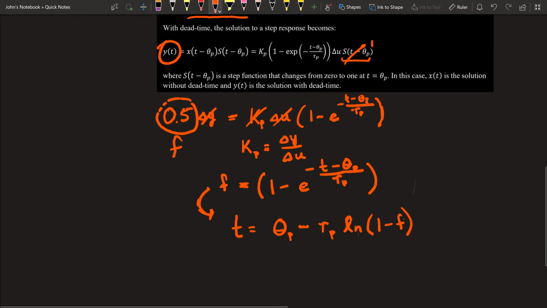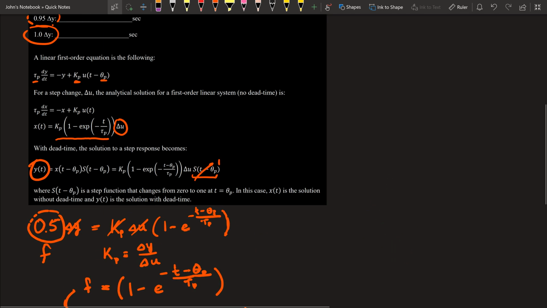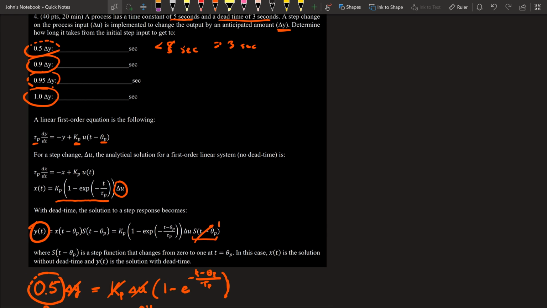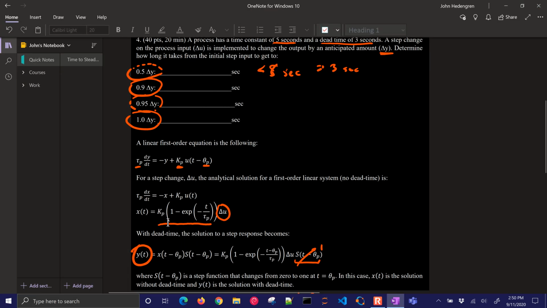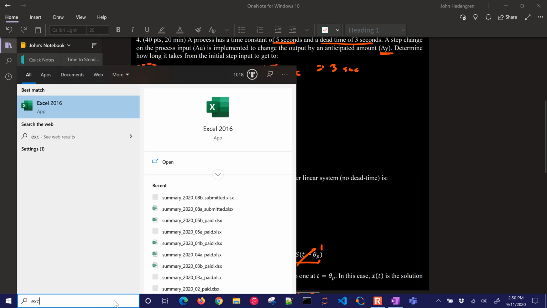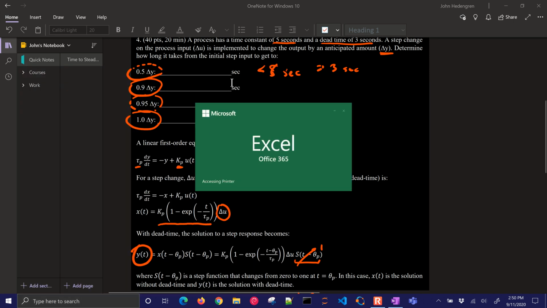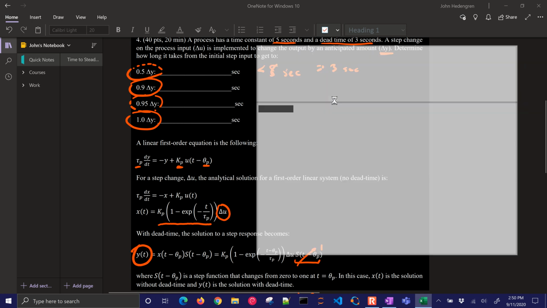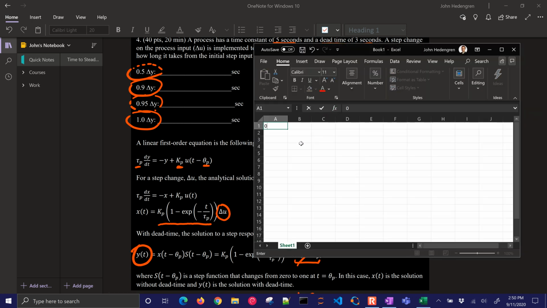So let's go back to our problem statement now and apply this. How long does it take from the initial step input to get to 0.5 delta y? I'm going to use Excel to calculate it. Let me start up Excel. Once that starts, we'll do this calculation for the different values: 0.5, 0.9, 0.95, and 1.